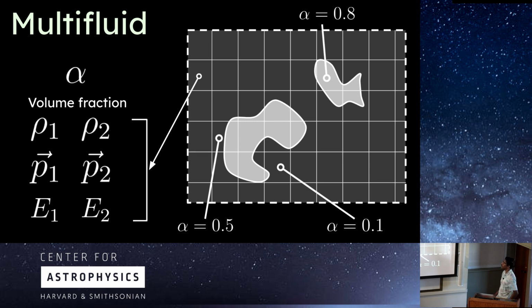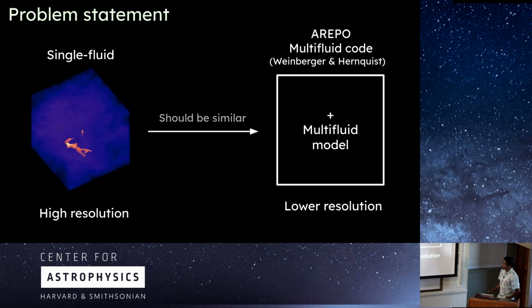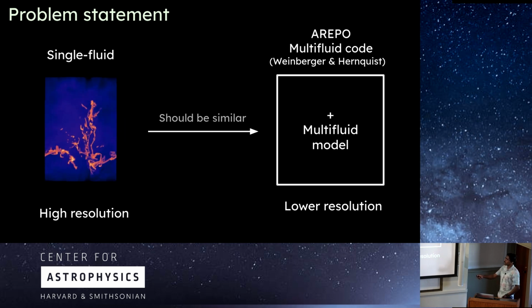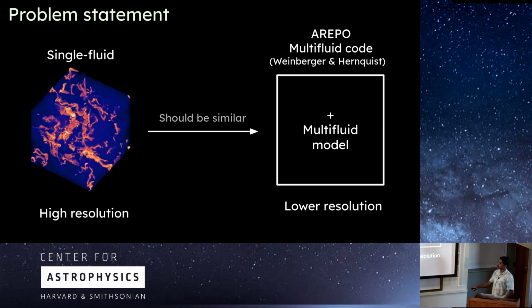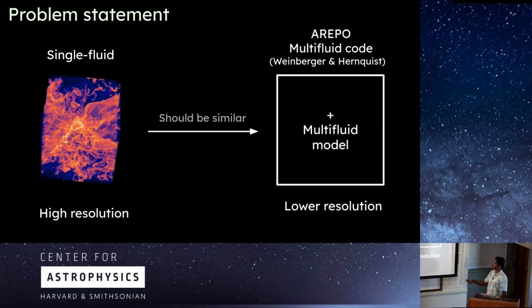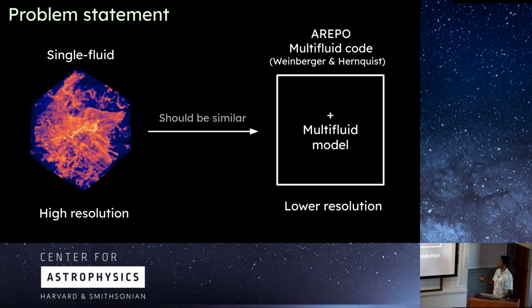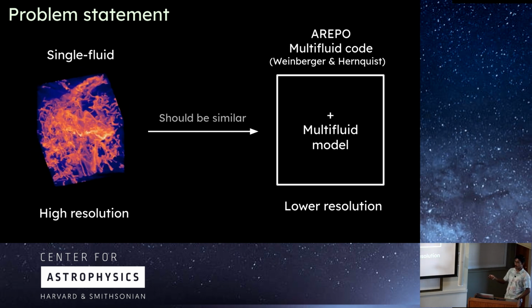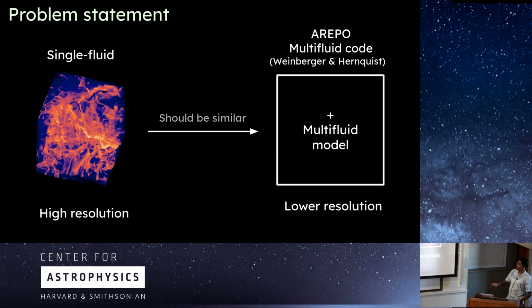So the problem statement here is we want to go from these idealized high resolution simulations where we resolve the scales, and we want to run analogous low resolution simulations with the multi-fluid model. And they should give similar behavior.